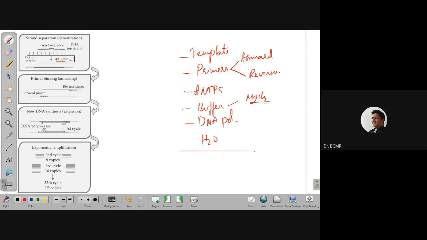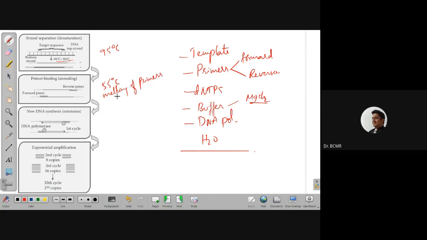So the cycle goes at 94 to 95 degrees centigrade, so that the template strands will separate, something like this. And then you will go to annealing temperature somewhere around 55 degrees centigrade. It depends on the melting temperature of the primers.